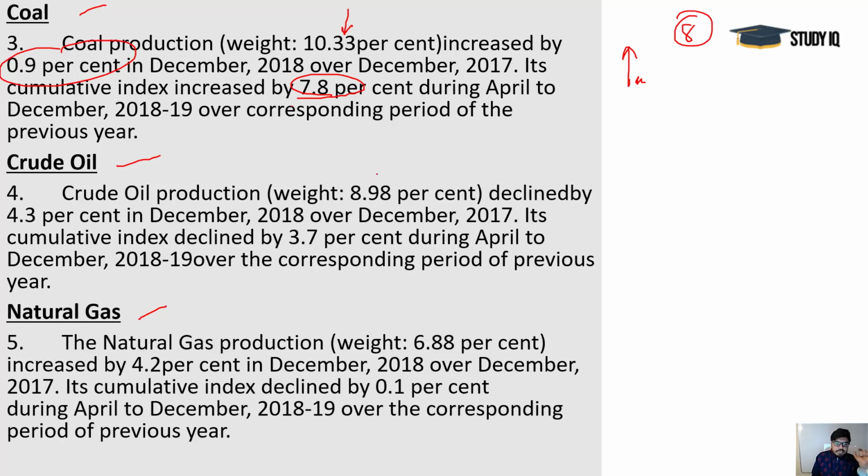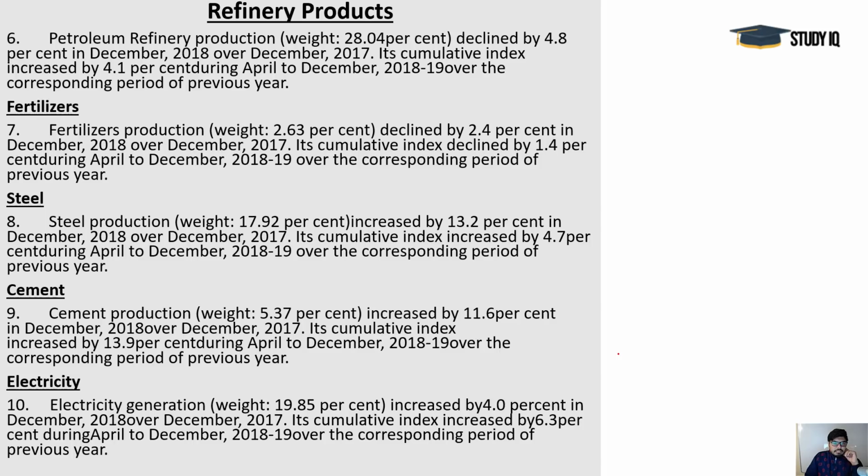Now crude oil, which has the weight of 8.98%, got a decline. So the growth declined with this 3.7% decline. Okay, so it was not a growth. And natural gas, which has 6.88% weightage, increased by 4.2%. Okay, so that's an improvement. Next, the refinery products. You see, petroleum and refinery products have the maximum percentage, 28.04% weightage here. Okay, and they declined by 4.8%.